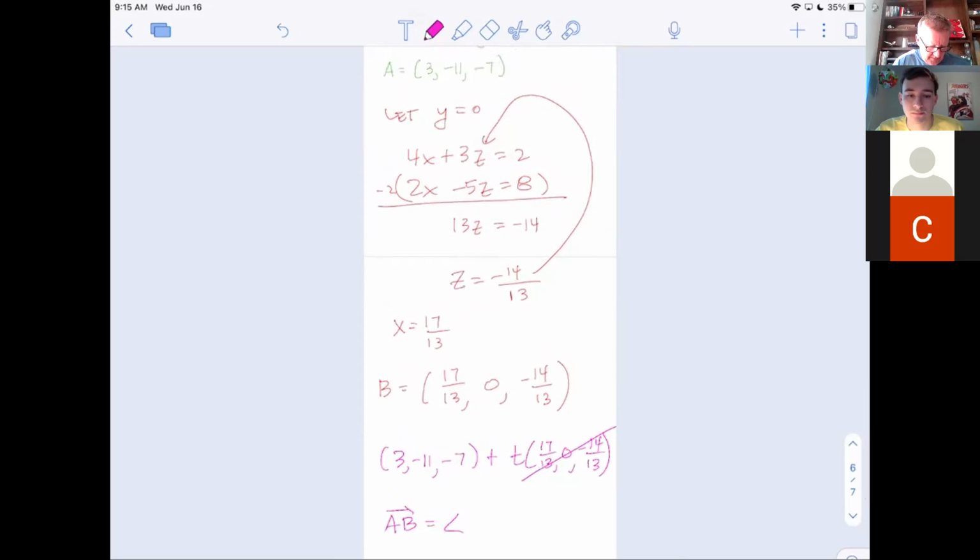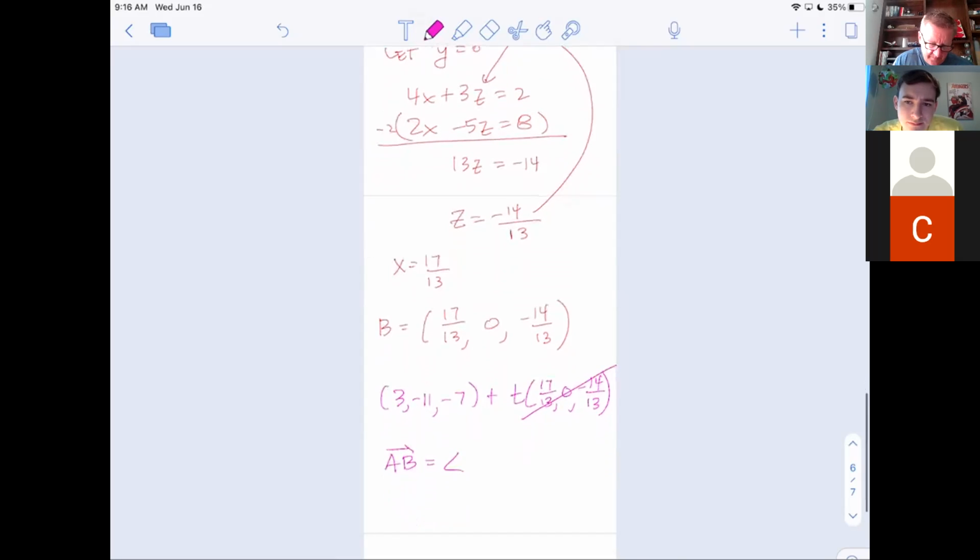So again, I'm cheating. I don't want to suffer. So I'm going to go 17 divided by 13 and then just say minus 3. I get some weird fraction, some weird decimal. I ask it for a fraction, and I get negative 22 over 13.